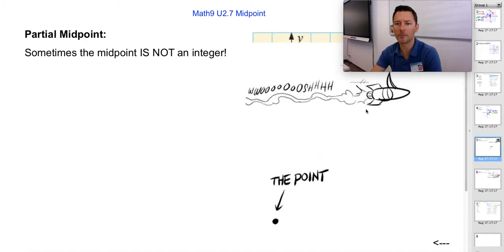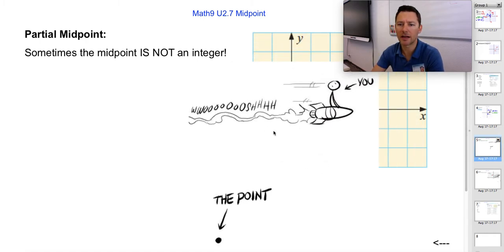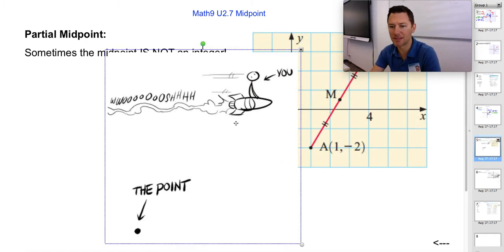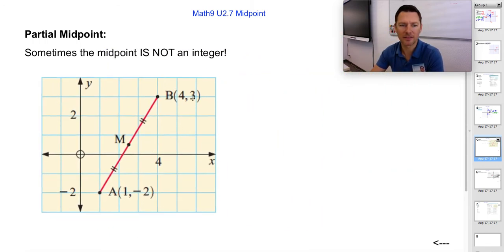One note is sometimes the midpoint is not an integer, so make sure you don't miss the point. Here's my example. Here's 1 point, here's another point. We want to find the midpoint. It looks like it's 1, 2, 3. It looks like it's right in the middle of that. And here's 1, 2. It looks like it's in the middle of those. And it might be. That's okay. So here's the x's, right? Here's the y's.